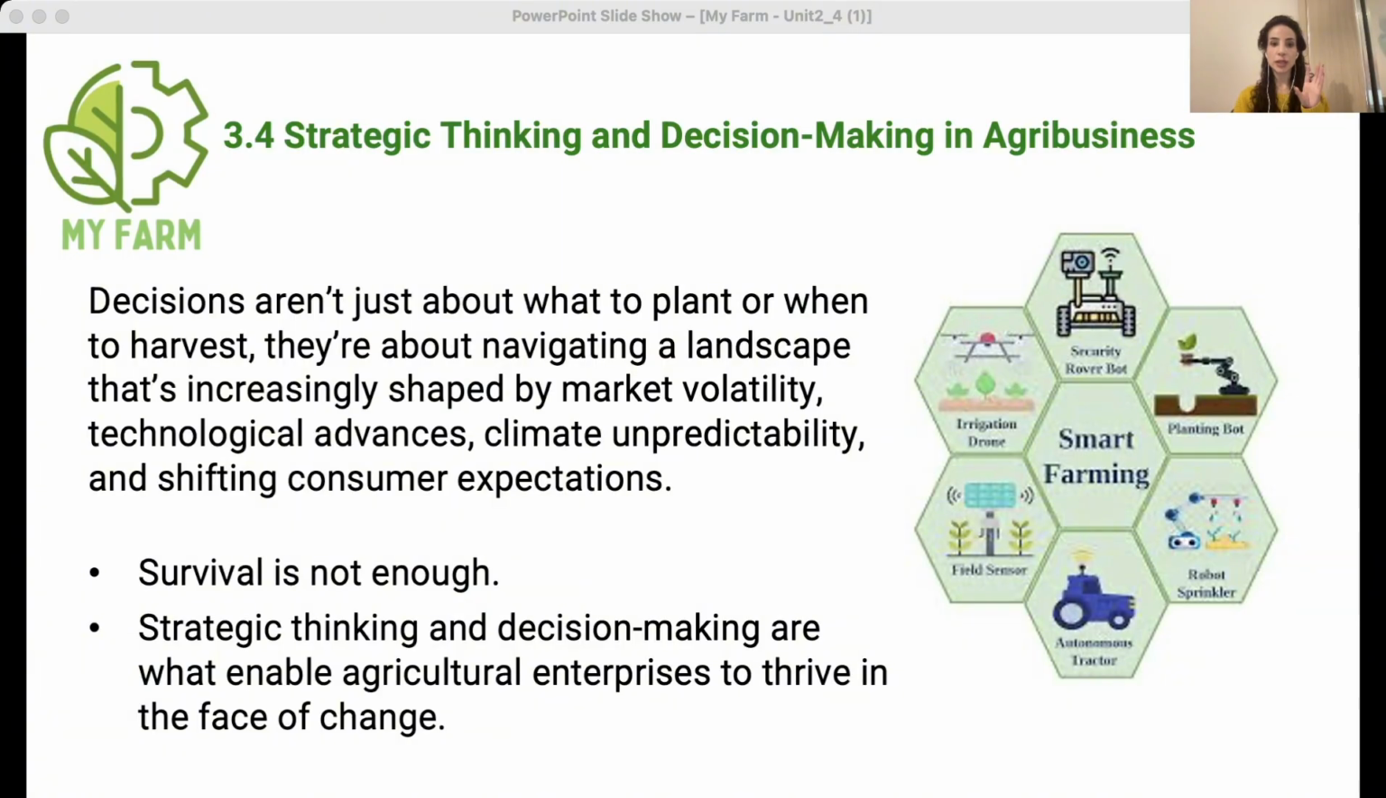We conclude this unit with a central idea: strategic thinking. Today, agricultural decisions go far beyond choosing crops or scheduling harvests. Farmers and agri-entrepreneurs operate in an environment shaped by volatile markets, rapid technological change, unpredictable climate conditions, and evolving consumer expectations. In this context, simply surviving from one season to the next is no longer enough. It is strategic thinking and informed decision making that allow agricultural enterprises not just to endure change, but to grow and succeed because of it.